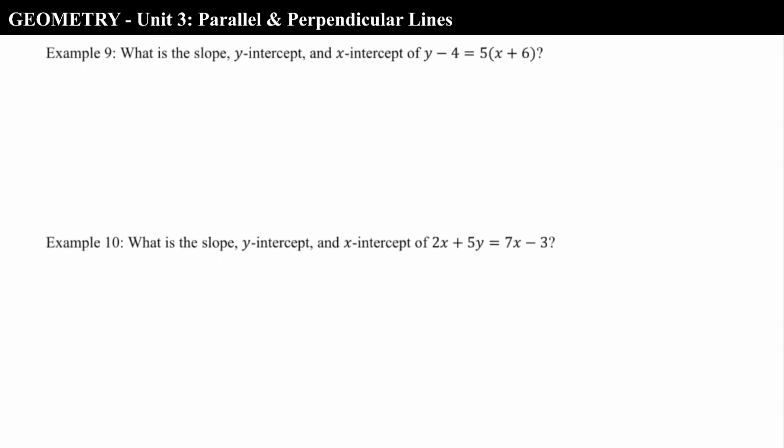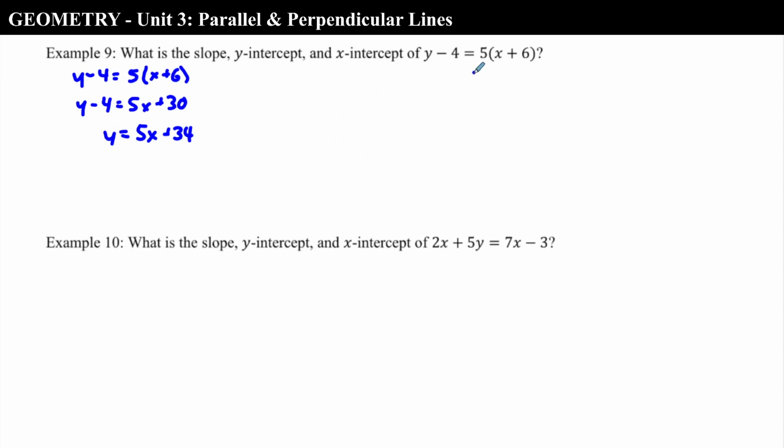For example 9, we have to do a little bit of work on this equation to get it into slope-intercept form. So we have y minus 4 equals 5 times x plus 6. The first step is to distribute. And then we're going to add 4 to each side.